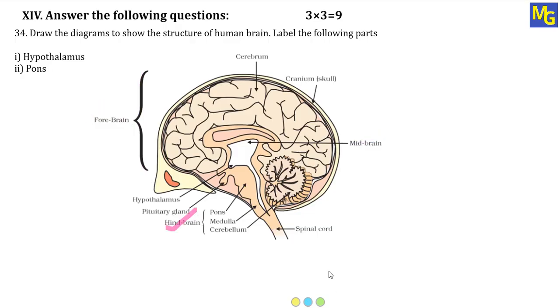In this question they have asked us to label hypothalamus and pons. If such a question comes in the exam, then remember you have to label this: hypothalamus is here and pons is here. These are the 2 labelings you have to do if this question comes in the exam. Otherwise, whenever you practice, practice with all the labelings, because they may ask another 2 also. So this is the diagram of the human brain. After this, we will move to the next question.